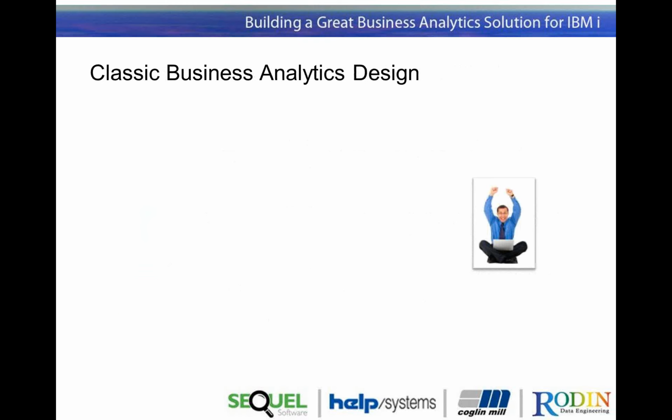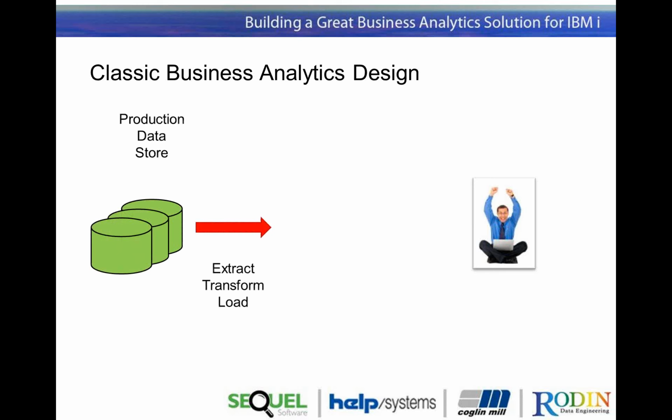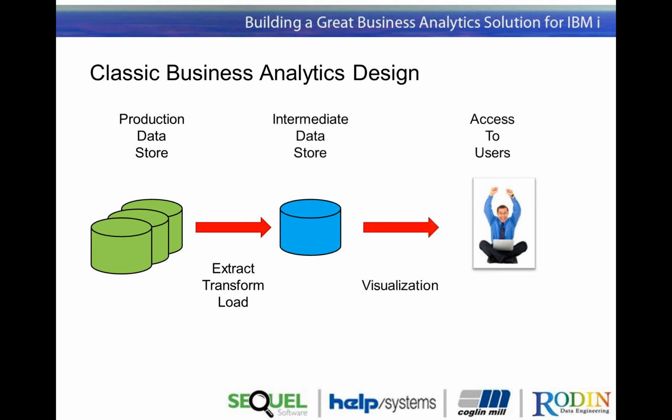So with those 3 reasons in mind, let's talk about what a classic design of one of these things would look like. If you talk to someone who's in the business analytics business, they would generally tell you that it starts with a production data store. You've got data somewhere, maybe on multiple servers, but you've got a production data store that you're going to extract information from, transform and load it into some intermediate data store that then makes it available for use to those end users through some sort of visualization tool.